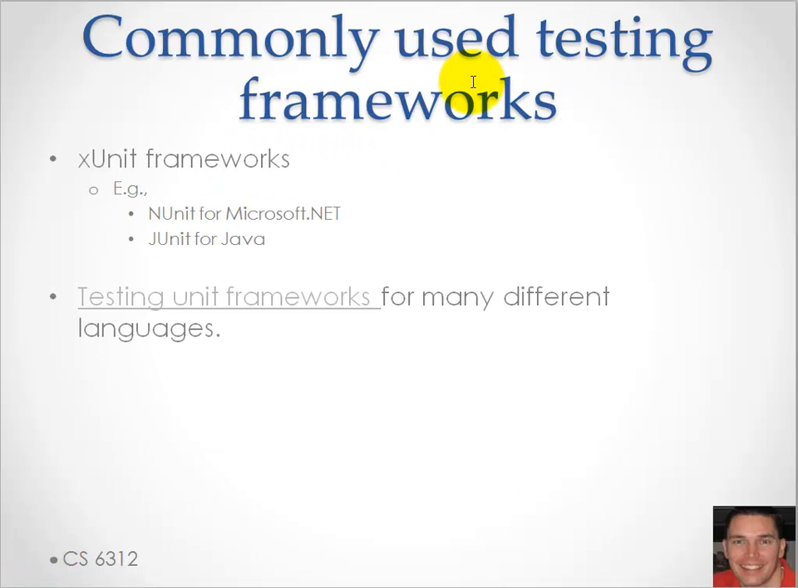A commonly used family is what we call the xUnit frameworks, where the x represents something for the particular language. For example, for Microsoft .NET with C# and the .NET languages, the testing framework is called NUnit. For Java, it's called JUnit. There are unit testing frameworks for nearly every language, and here's a link where you can see ones for Python, Ruby, PHP, pretty much any language, because testing is such an important part of development.